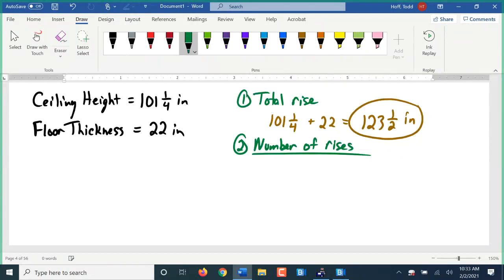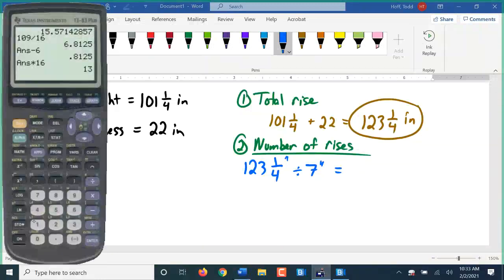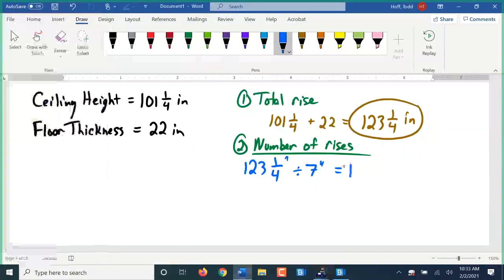Find the number of rises. Again, we take the total rise, 123. I said 1/4 and I wrote 1/2, didn't I? It's 123 1/4 inches divided by the estimated rise of 7 inches each. We divide that, we get 17.607.